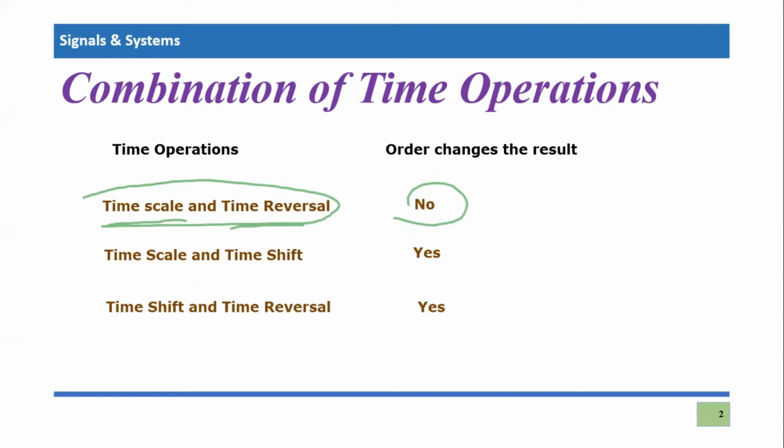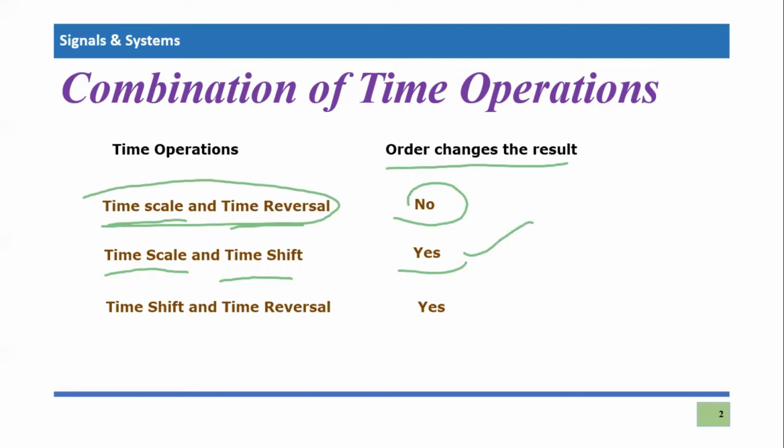So irrespective of the sequence of application of these two time operations, the output will remain the same. Then we tested time scale and time shift in two different sequences. First we applied scale and then shift, and then we applied first shift and then scale. So we saw that the output was different. That means order changes the result. This is true here. So that means if you choose a different sequence of these two operations, you are going to observe a different output, right?